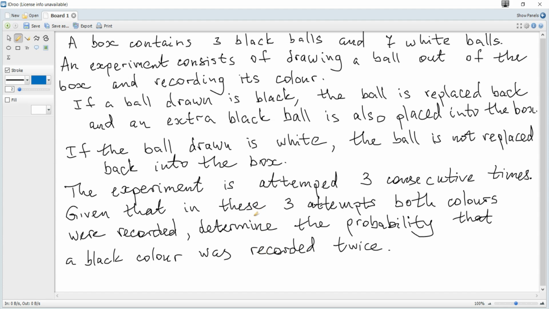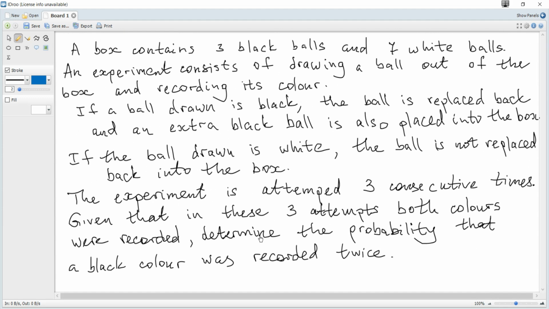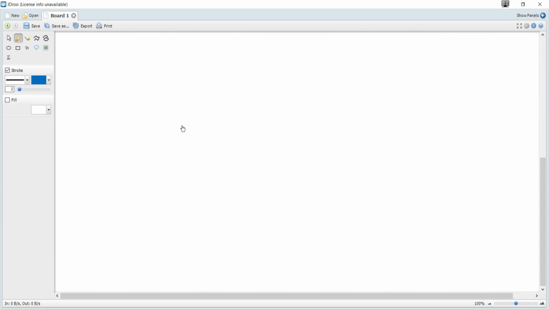So let's draw a tree diagram, and initially there are 3 black and 7 white. The first attempt, so it's black, white, 2 possible outcomes, and it's clear that the probability to get black is 3 out of 10, hence white 7 out of 10.